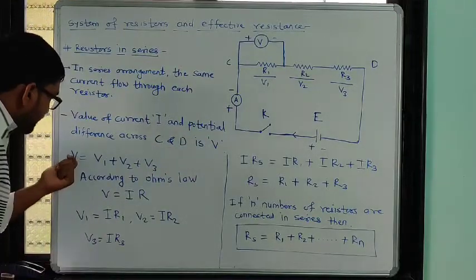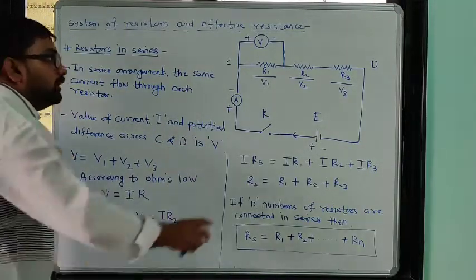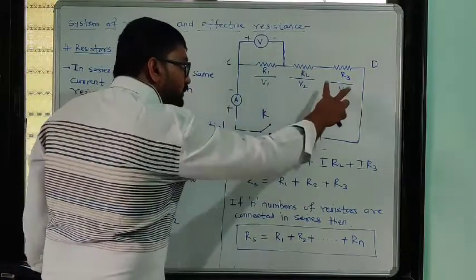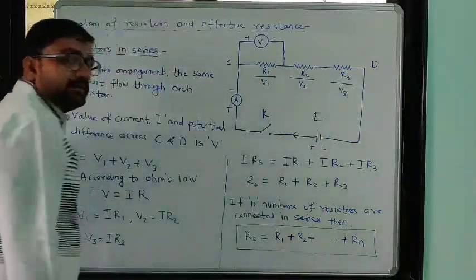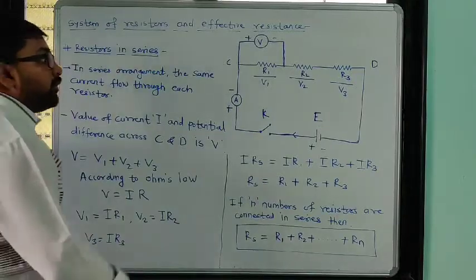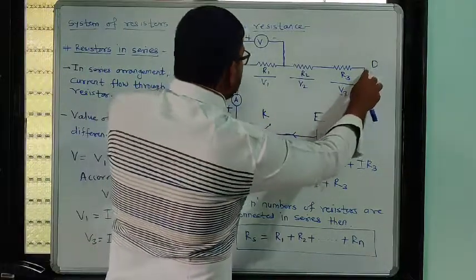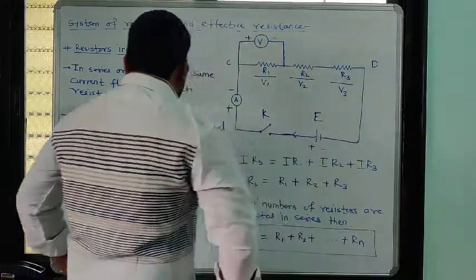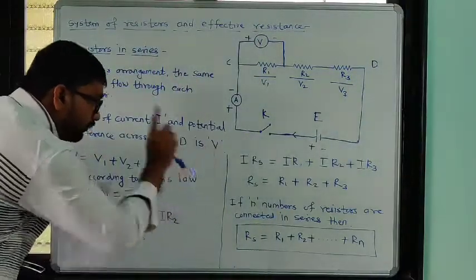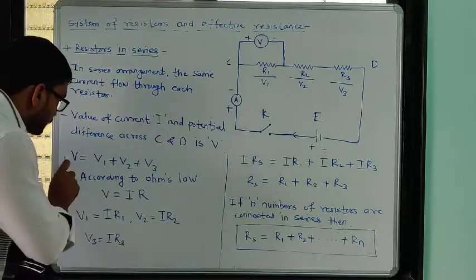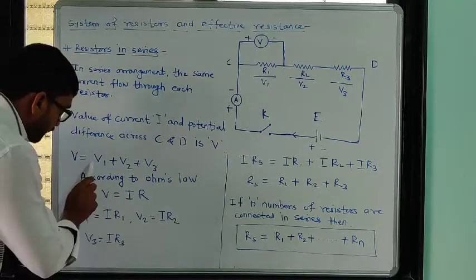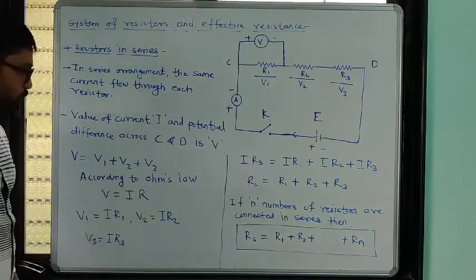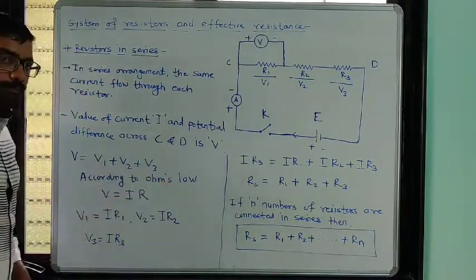But we know the potential difference between these terminals is V. So we can say that V is equal to V1 plus V2 plus V3. The combination of V1, V2, V3 is nothing but the potential difference between these two terminals, which is V. So V will be equal to V1 plus V2 plus V3. Now we have to use Ohm's law.